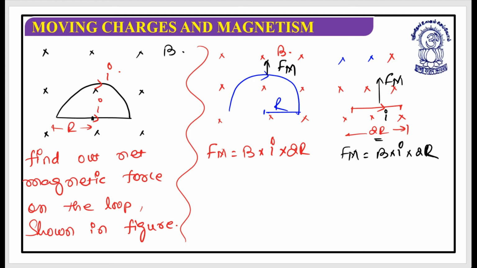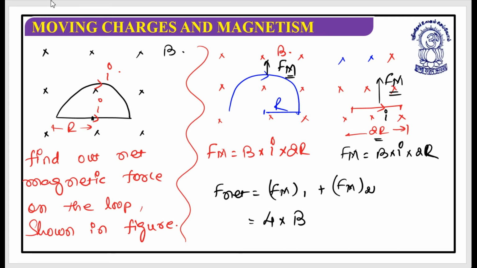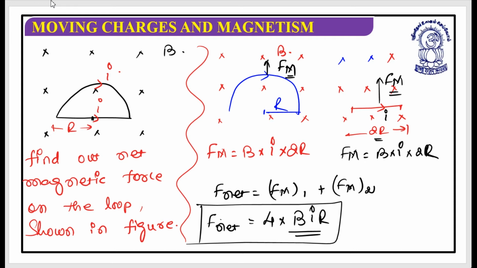It's Fm equals B I into 2r. So if both are having a vector in the same direction, I must consider F net as the Fm of 1 plus Fm of 2. Is it clear? So in totality, it should be 4 B I R. This is the net magnetic force acting in the upward direction. Let's assume it as J cap.